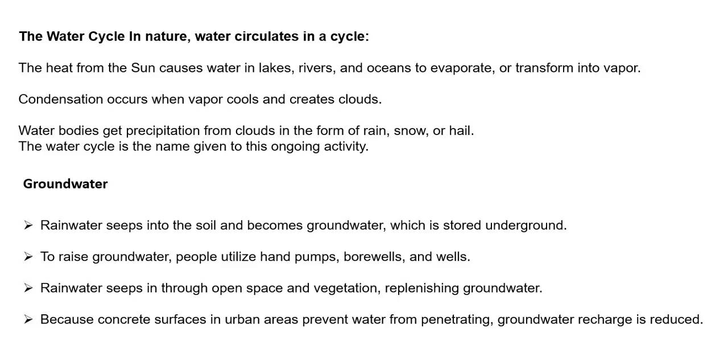The heat from the sun causes water in lakes, rivers, and oceans to evaporate or transform into vapor. Condensation occurs when vapor cools and creates clouds. Water bodies get precipitation from clouds in the form of rain, snow, or hail. The water cycle is the name given to this ongoing activity.